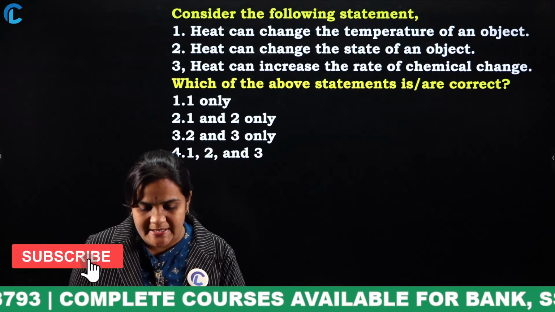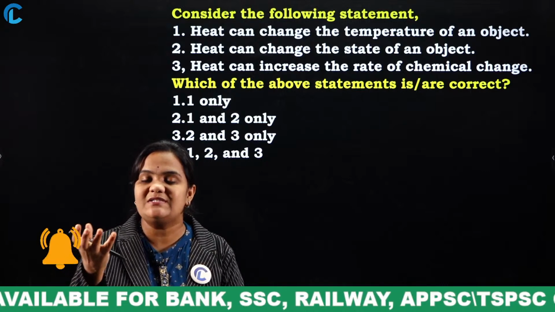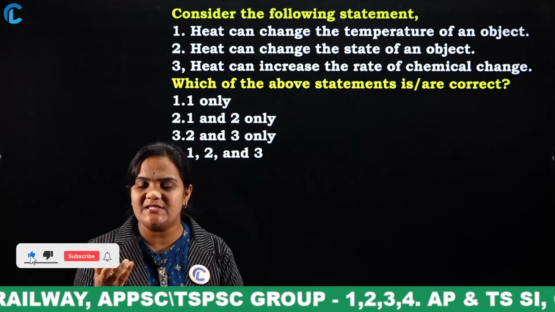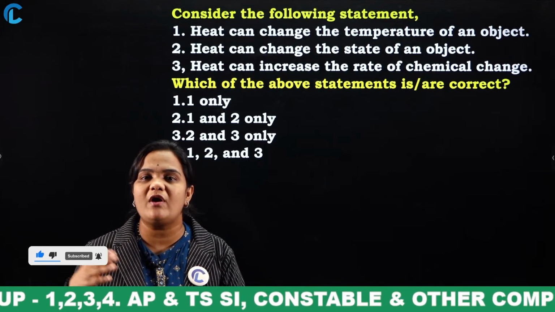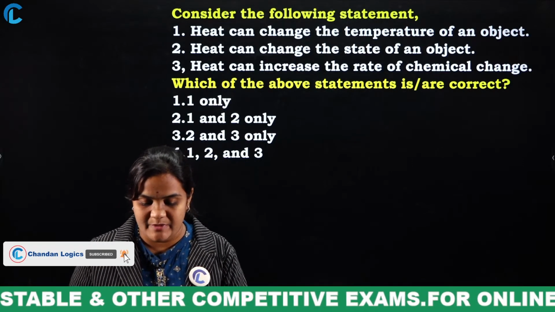Next comes, heat can change the state of an object also. Example, ice piece. At first, the ice piece is in solid state. If we give heat to it, it changes into liquid state, and after repeated heating, the liquid state will convert into vapor. So statement 2 is also right.